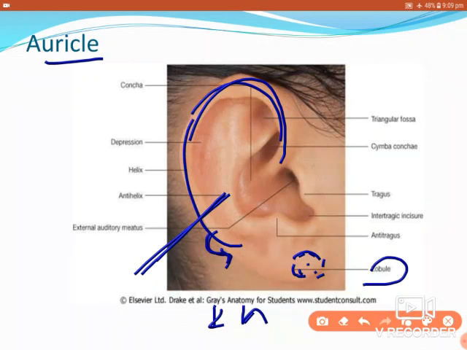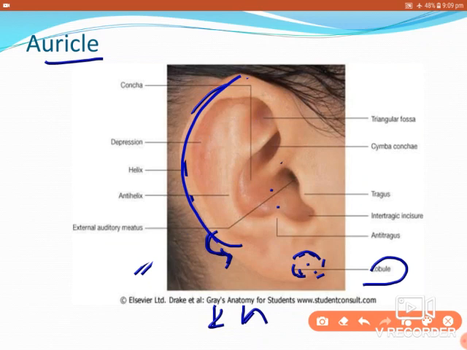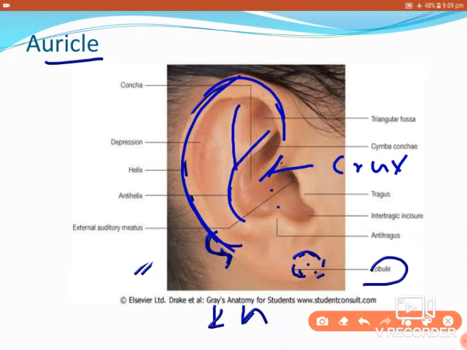On the lateral surface there are elevations and depressions. The outer elevation is the helix. Medially it forms the crus of the helix. Opposite the helix is the antihelix, which forms two crura. The depression between these two crura is the triangular fossa.